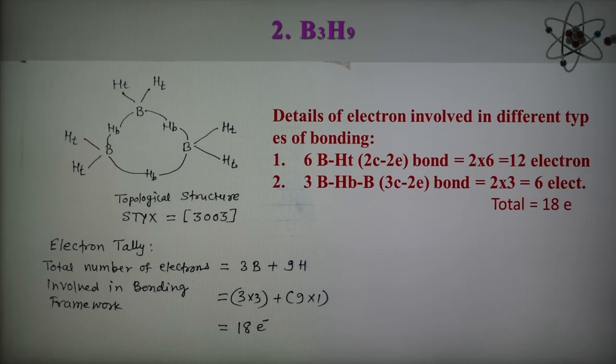So the electron tally shows 18 electrons, and details about the electrons involved in the different types of bonding are also 18 electrons. So on the basis of this we can calculate the styx number.